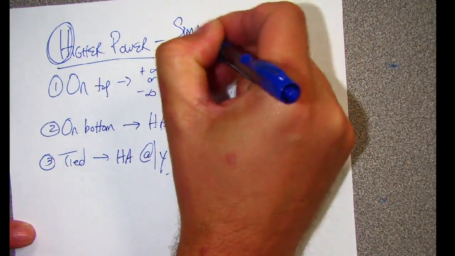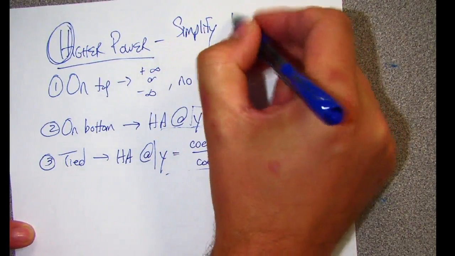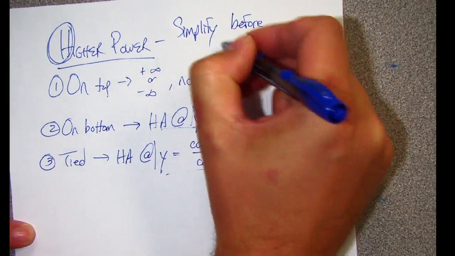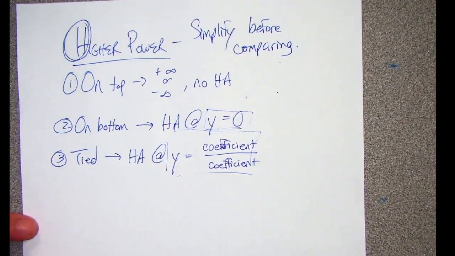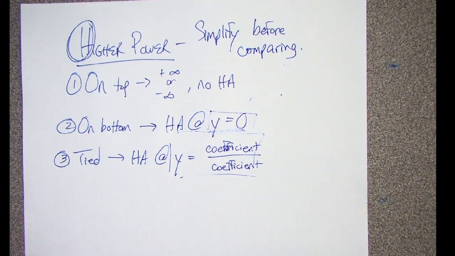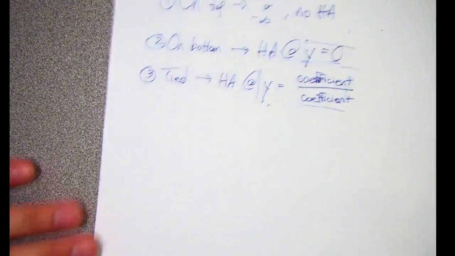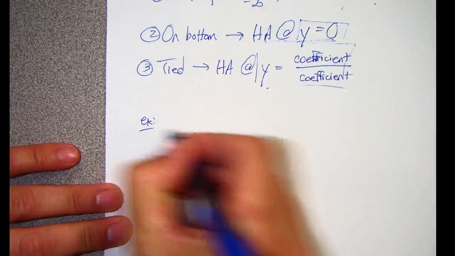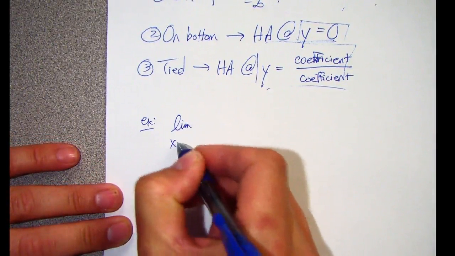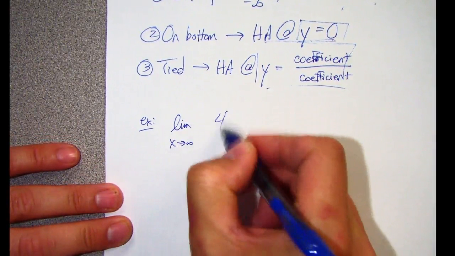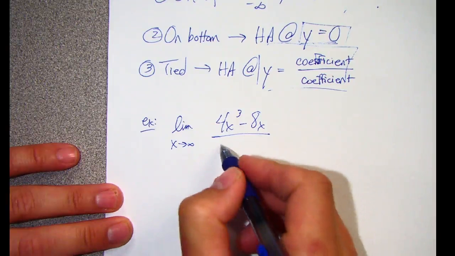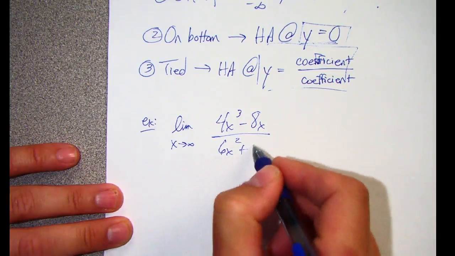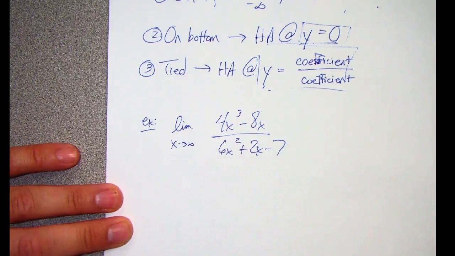You do have to simplify before comparing. And again, when I go through an example like that, I think that'll make more sense. All right, so if I start doing some problems here, let's say the limit as x approaches infinity of 4x to the third minus 8x over 6x squared plus 2x minus 7.